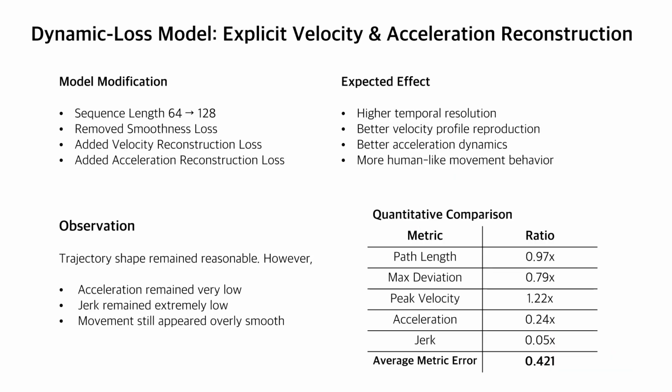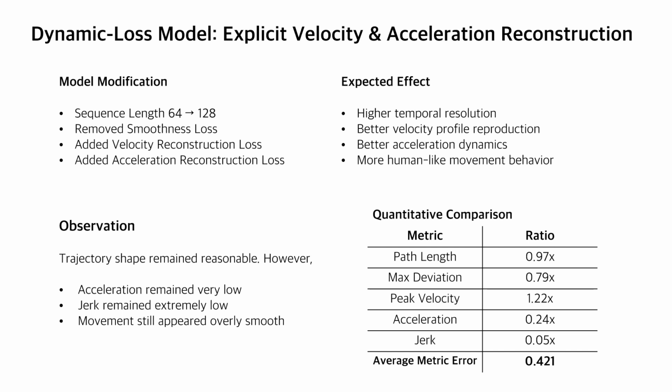The baseline model successfully reproduced the trajectory shape, but it failed to capture realistic movement dynamics. So we increased the sequence length and introduced explicit velocity and acceleration reconstruction losses. We expected those modifications to improve temporal resolution and recover human-like motion characteristics. However, the results were not as expected.